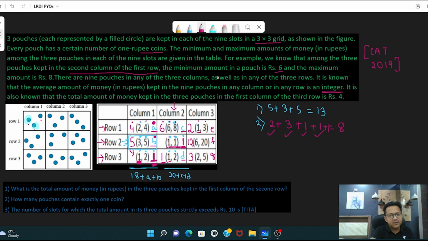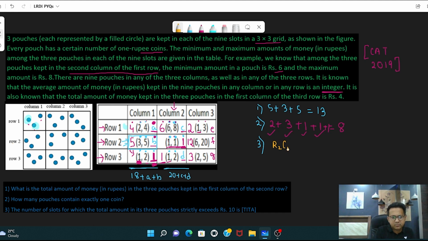Let's look at number 3. The number of slots for which the total amount in the 3 pouches strictly exceeds rupees 10. It should be greater than 10. So how many of them are greater than 10? Can you locate them? Column 1, row 1 is exactly 10. That will not count. Let's write it down. Row 2, column 1 is one of them, right? Row 2, column 1 is coming out to be 13.